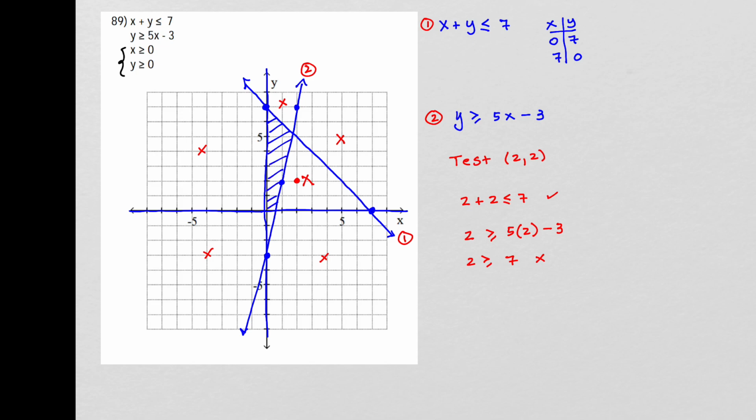And remember that we have to be in that first quadrant. So I don't want to shade in this little triangle down here. And that's our final answer.